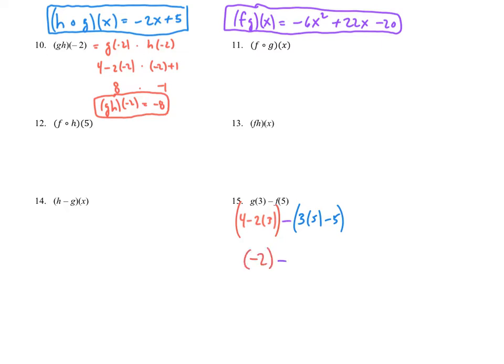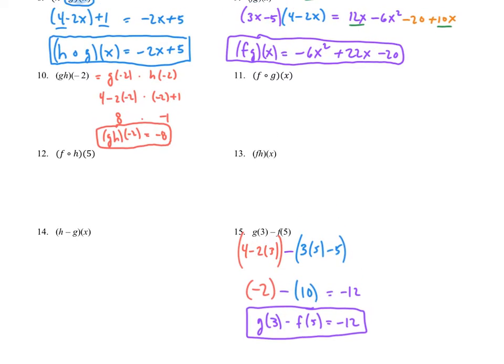Minus 3 times 5 is 15. 15 minus 5 is 10. So g of 3 minus f of 5 equals negative 2 minus 10 is negative 12. There you go. So just notice how we do each part and get an answer, and then do that operation with the two answers. And that's the final answer.